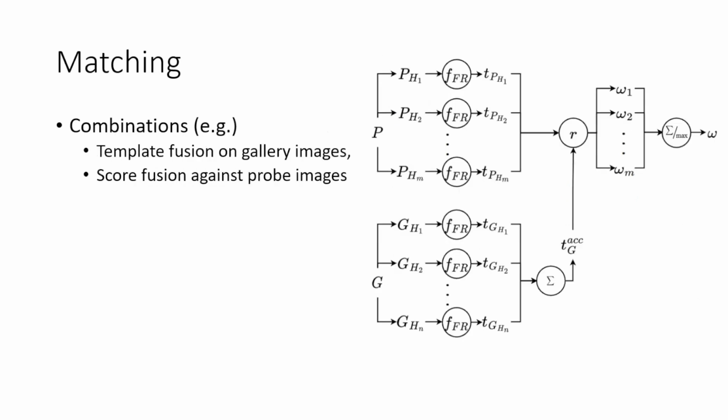And it's also possible to use some combination of these two approaches. For example, here we first fuse the gallery templates by summing them all up, and then we compare the fused gallery template against each of the probe image templates. And we use the maximum out of these similarity scores to represent the final similarity between the original probe and gallery image.